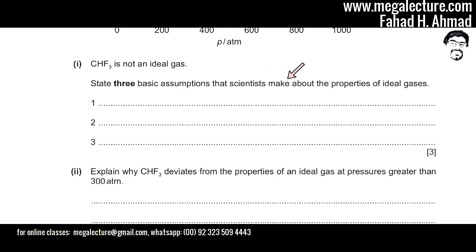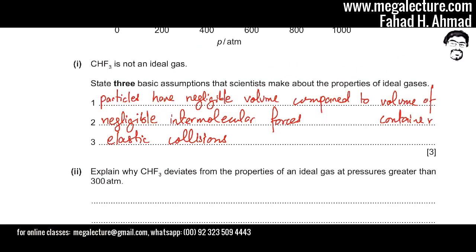State 3 basic assumptions that scientists make about the property of ideal gases. So I've written down the 3 basic assumptions, and the first one is that particles have negligible volume compared to the volume of the container. So gas particles occupy a negligible volume.